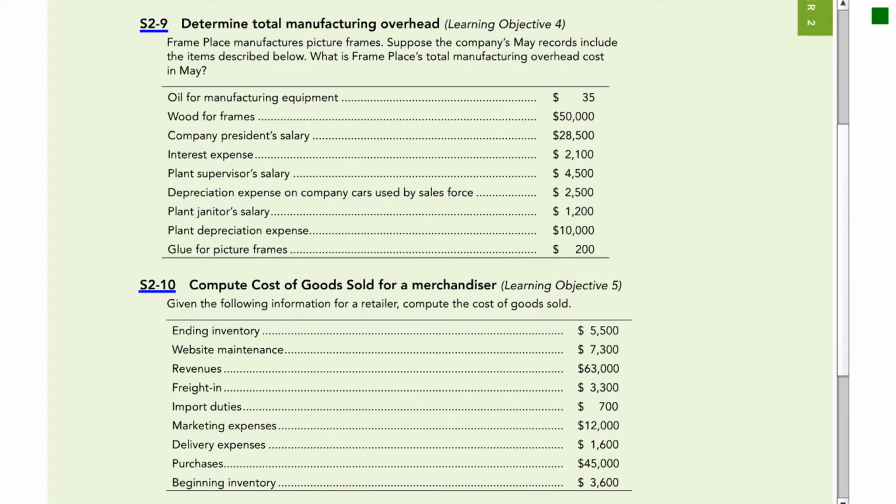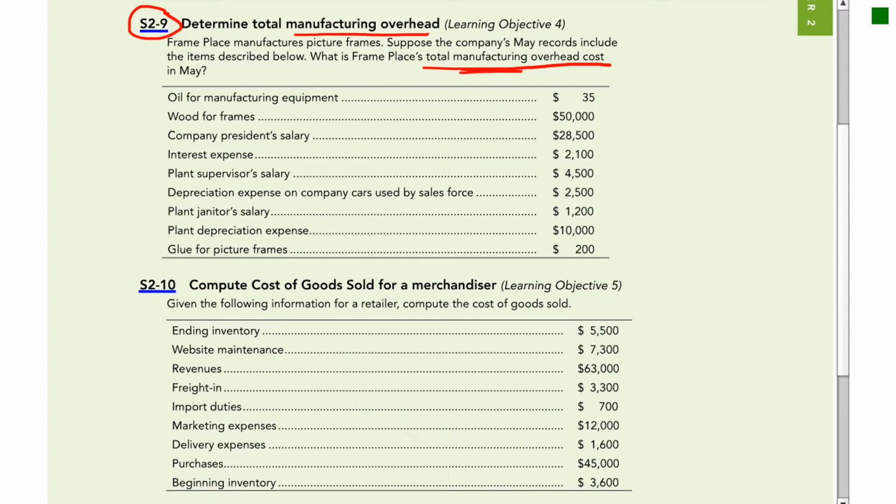Okay, so in this particular exercise, we're going to be looking at exercise S2-9. They want you to figure out the total manufacturing overhead. Remember, this is all those indirect material, indirect labor, indirect costs that are associated with the product. So this company, Frame Place, makes picture frames. Suppose the company's May records include the items listed below. They want you just to figure out the total manufacturing overhead in May. So this is going to be your total overhead cost. We'll go through each of these and then see if we can identify and talk about the rationale of why it's actually overhead. So first one, oil for manufacturing the equipment.